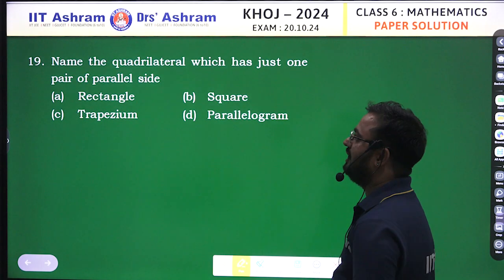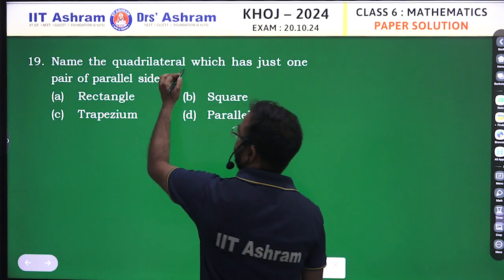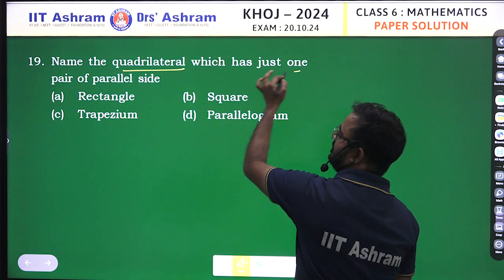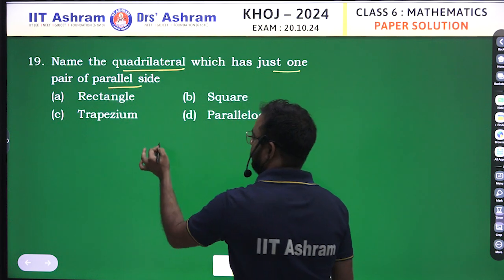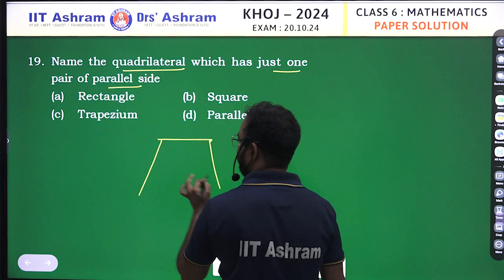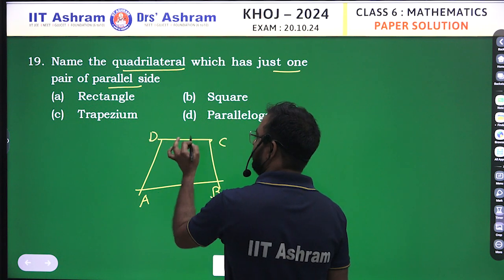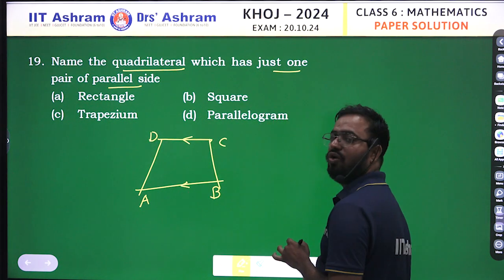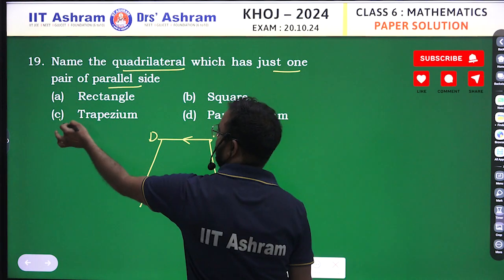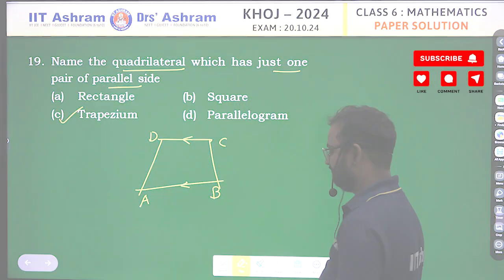Next, question number 19. Name the quadrilateral which has just one pair of parallel sides. Just one pair of parallel sides means ABCD is a quadrilateral with one pair parallel. Then this shape is called a trapezium. So option C is the right answer, trapezium.